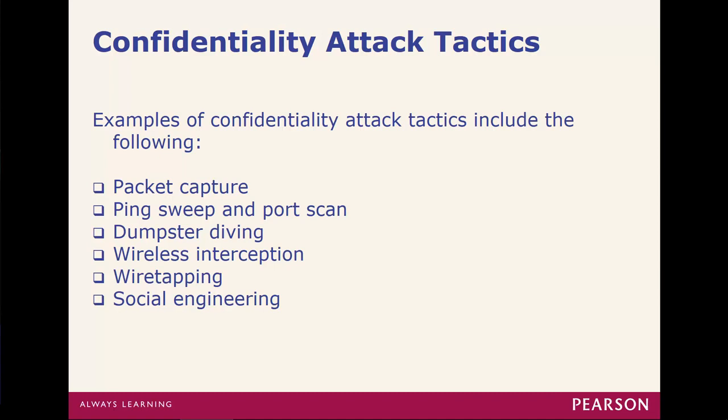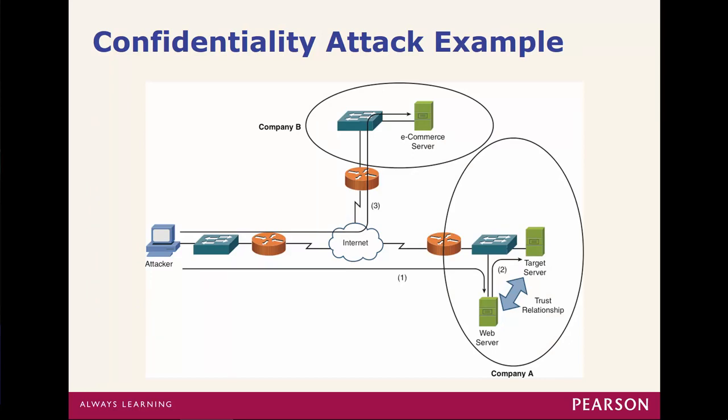Dumpster diving, trying to collect data out of a dumpster. Wireless interception, wiretapping, wireless tapping, maybe even social engineering to get private data out. Here is an example of a confidentiality attack. We can actually interject information between companies, that way we can route traffic a specific way.